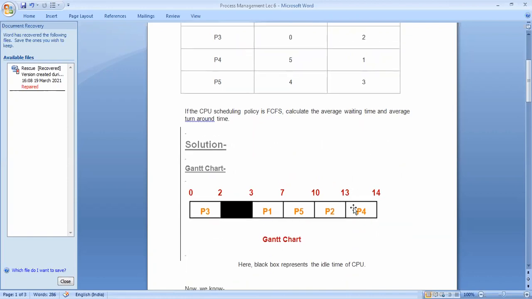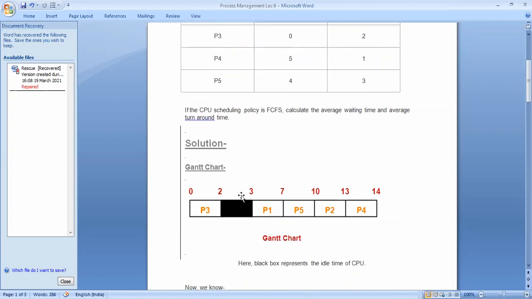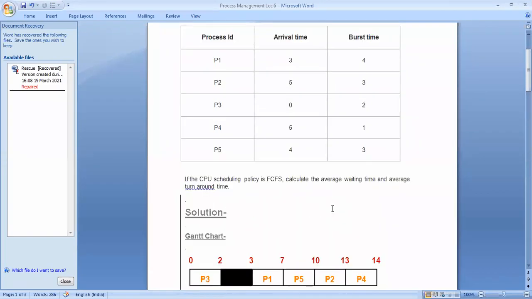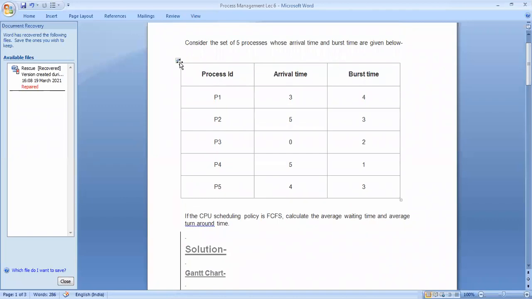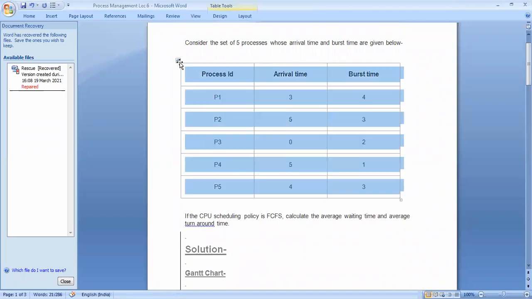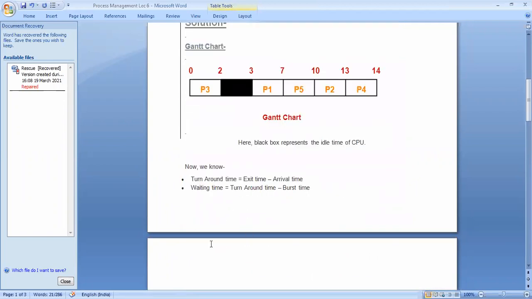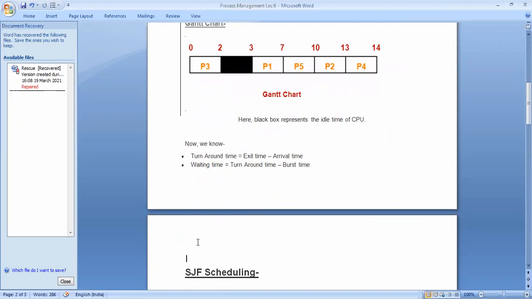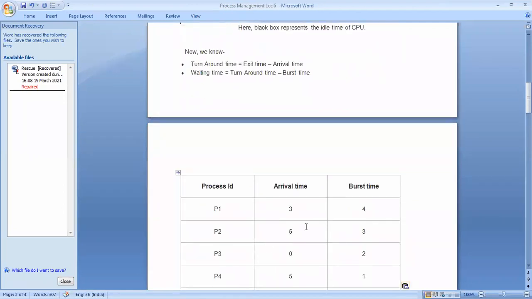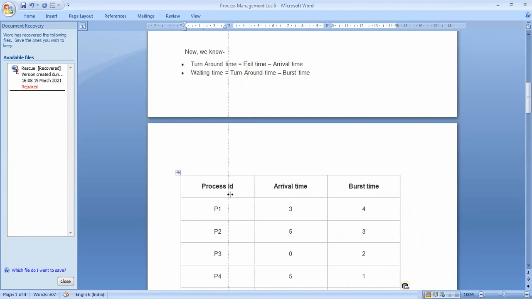So this is our first duty: we'll prepare the Gantt chart. When we prepare the Gantt chart, we can find the completion time of each process. That's why this Gantt chart is required. So now here we'll prepare the table. Completion time.